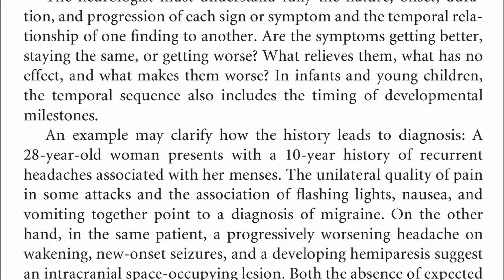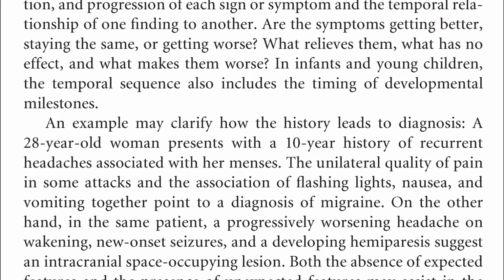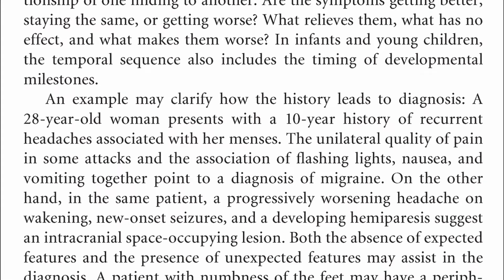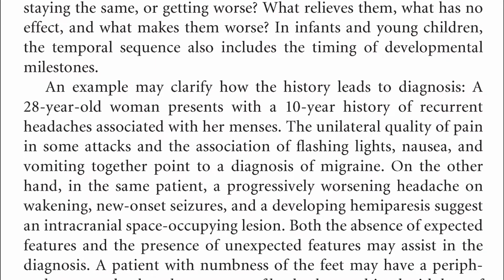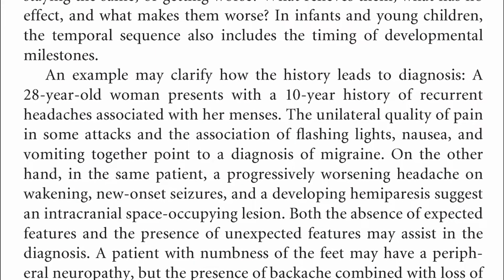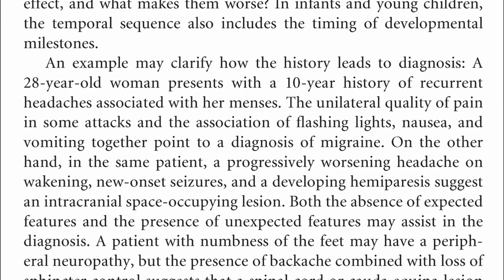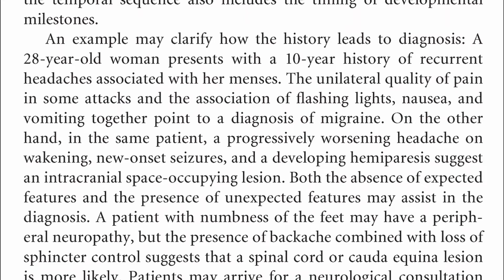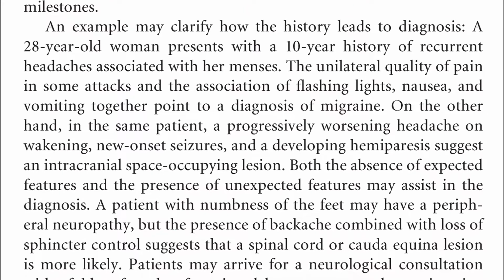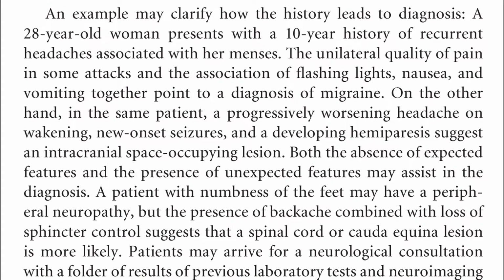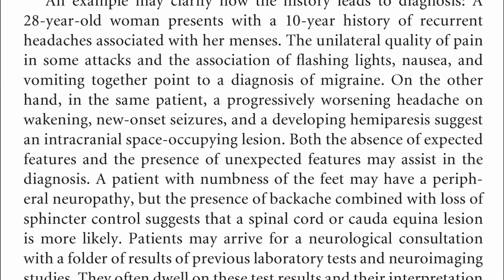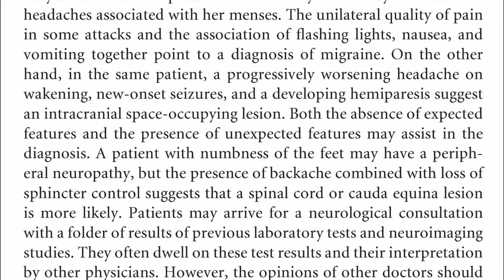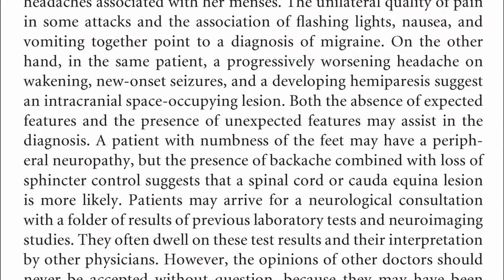An example may clarify how the history leads to diagnosis. A 28-year-old woman presents with a 10-year history of recurrent headaches associated with her menses. The unilateral quality of pain in some attacks and the association of flashing lights, nausea, and vomiting together point to a diagnosis of migraine. On the other hand, in the same patient, a progressively worsening headache on wakening, new onset seizures, and a developing hemiparesis suggest an intracranial space occupying lesion. Both the absence of expected features and the presence of unexpected features may assist in the diagnosis.